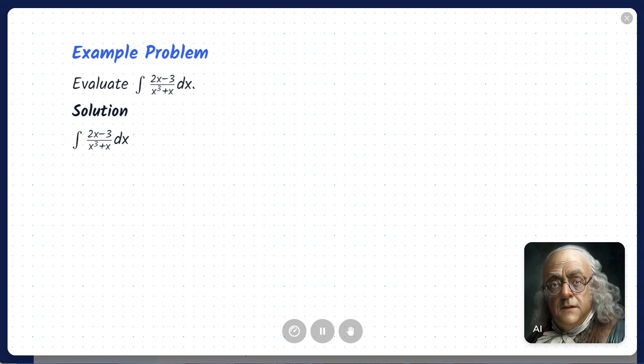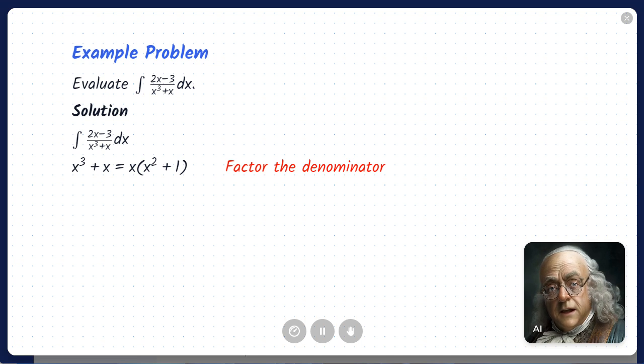Firstly, we need to factor the denominator. Then, we proceed with partial fraction decomposition. Since the denominator contains the irreducible quadratic factor, x² + 1, we include (ax + b) over (x² + 1) as part of the decomposition, along with c over x for the linear term x.